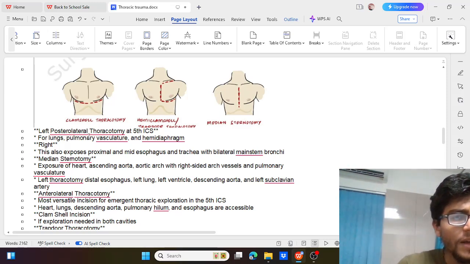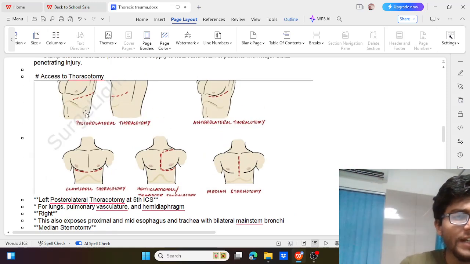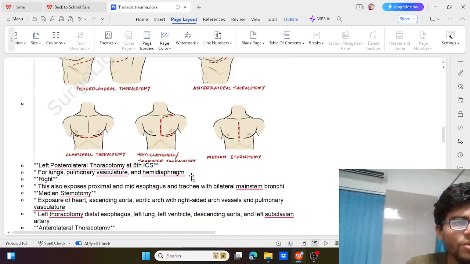Among other incisions, we should know that there is a posterolateral incision, again in the fifth intercostal space. Then there is a clamshell incision for both thoracic access. Then hemiclamshell, also known as trapdoor thoracotomy, or median sternotomy. So these are various accesses. So what are the other features of these accesses?